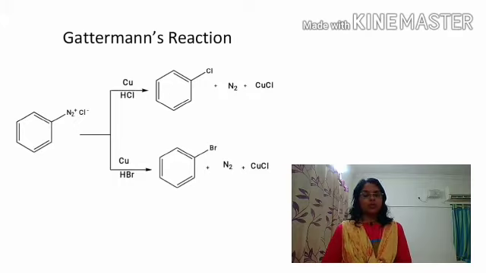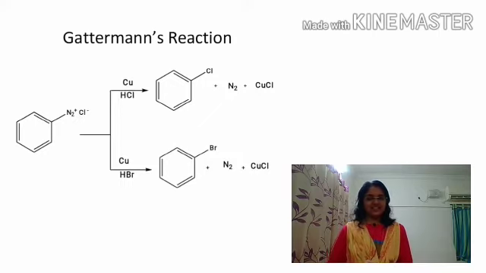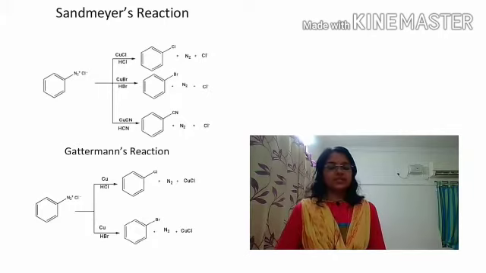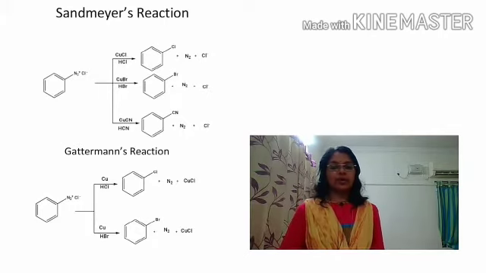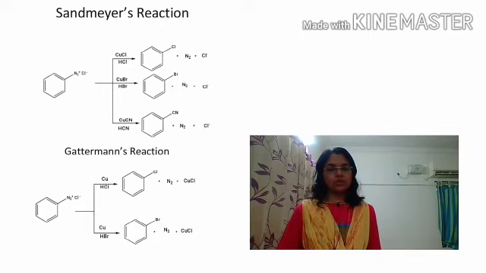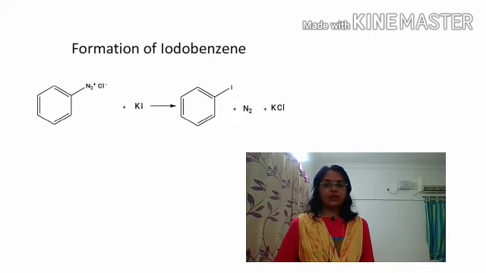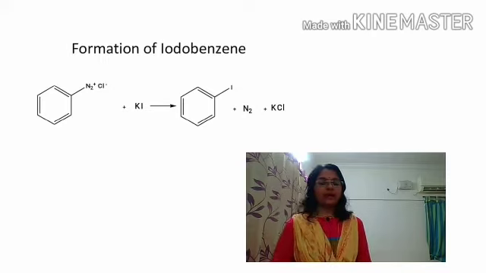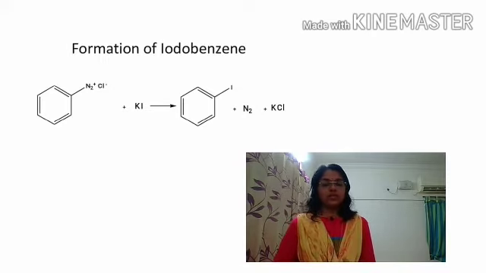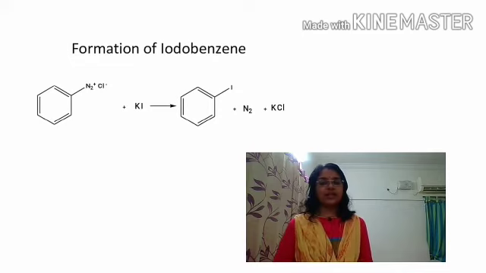One important point to note is that in the Sandmeyer reaction, we are using cuprous chloride or cuprous halide, but in the Gattermann reaction, we are using copper powder and a halogen acid. By the Sandmeyer reaction as well as the Gattermann reaction, we can easily prepare chlorobenzene as well as bromobenzene, but we cannot prepare iodobenzene as well as fluorobenzene. In order to prepare iodobenzene, we treat the benzene diazonium salt with potassium iodide and just warm, and we can get iodobenzene with the elimination of a nitrogen molecule.